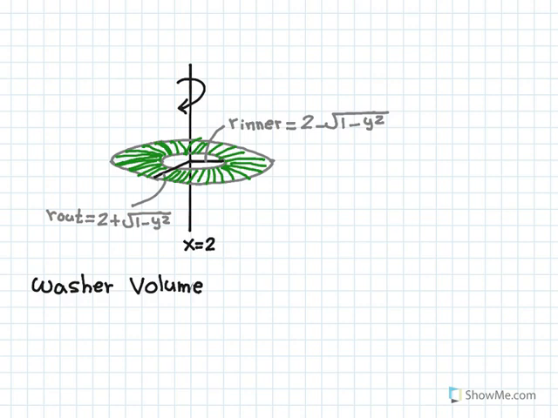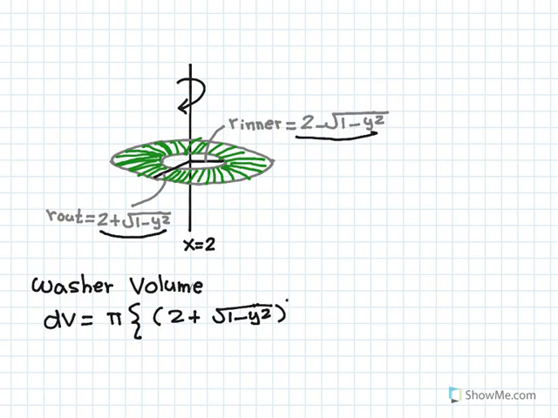All right, so now we have our washer here. We have the inner radius defined as 2 minus root of 1 minus y squared. We have the outer radius defined as 2 plus root of 1 minus y squared. And we can now define the washer's differential volume: dV is equal to pi times the outer radius squared, that's 2 plus root of 1 minus y squared, all squared, minus the inner radius squared, that's 2 minus root of 1 minus y squared, all squared, close the bracket, dy. The volume is going to be the integral of dV.